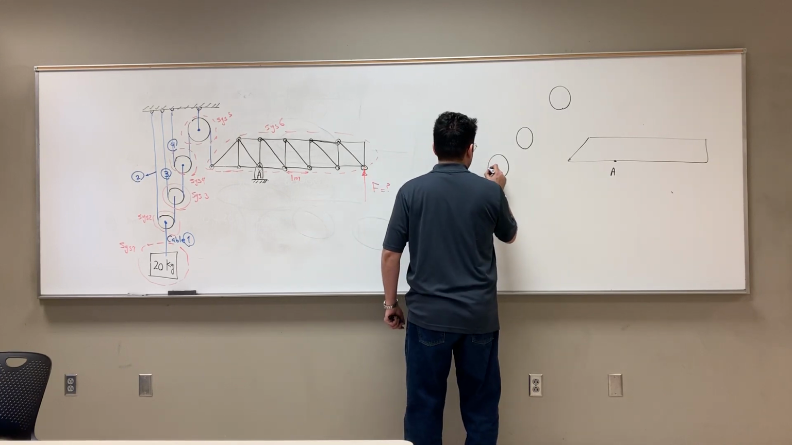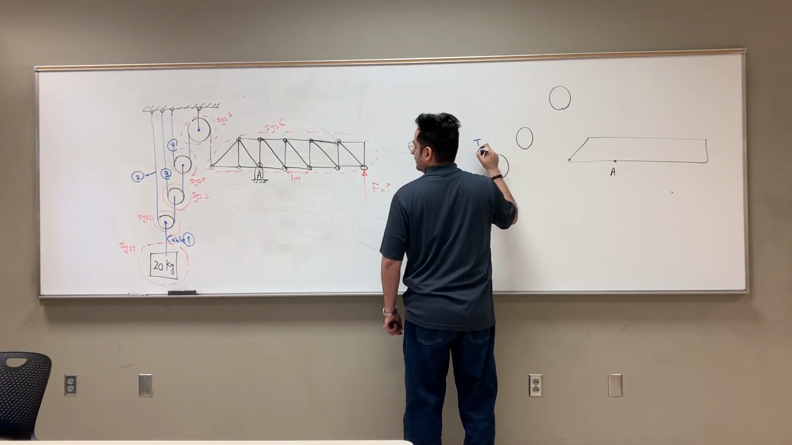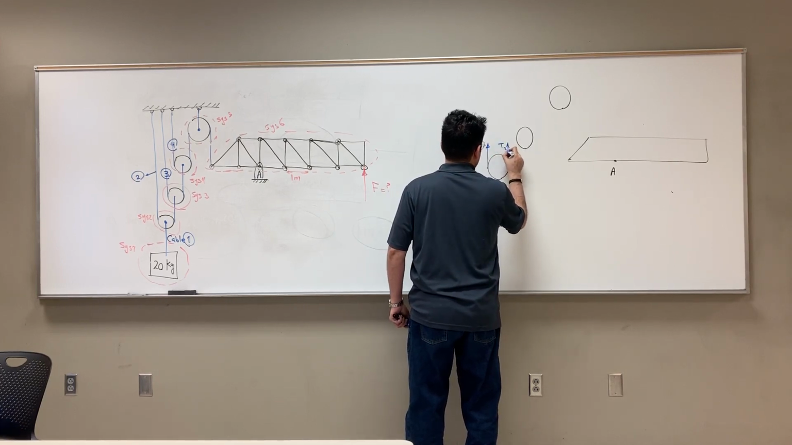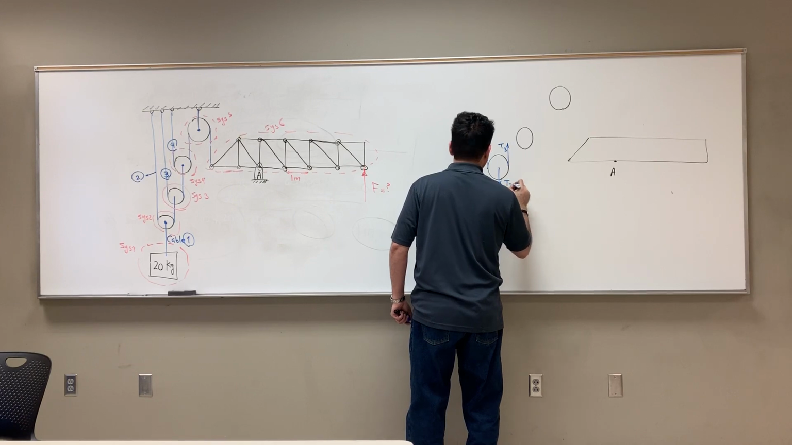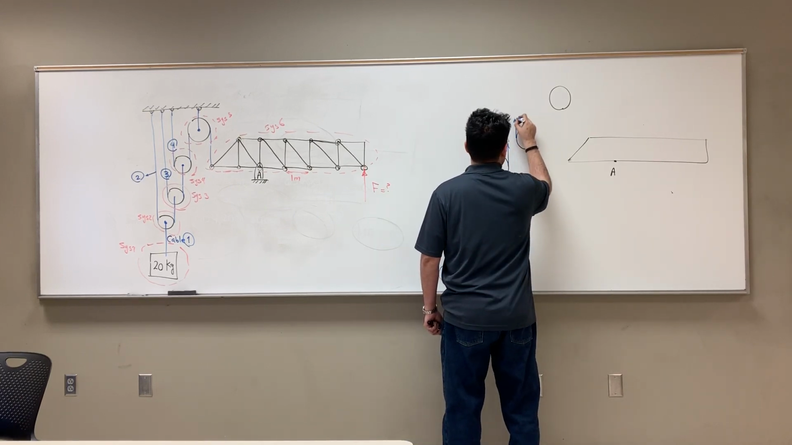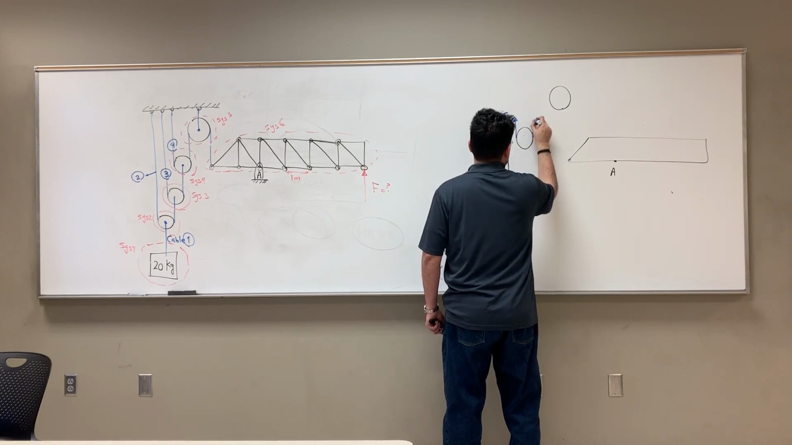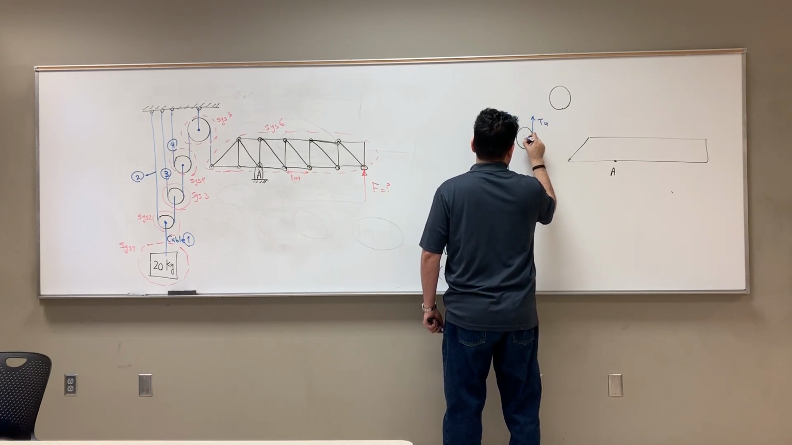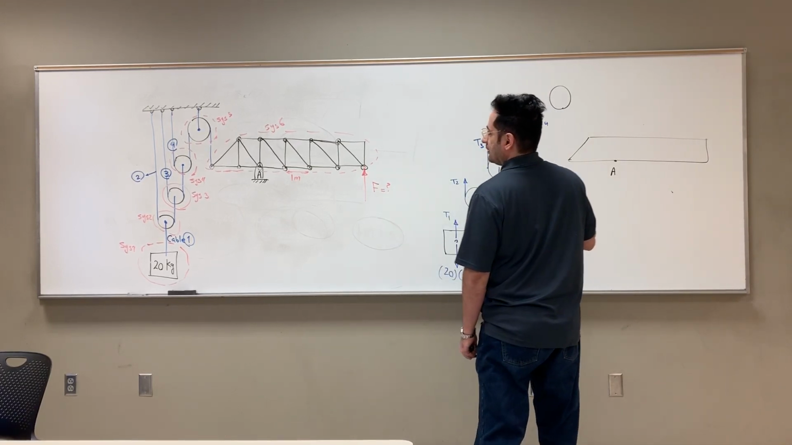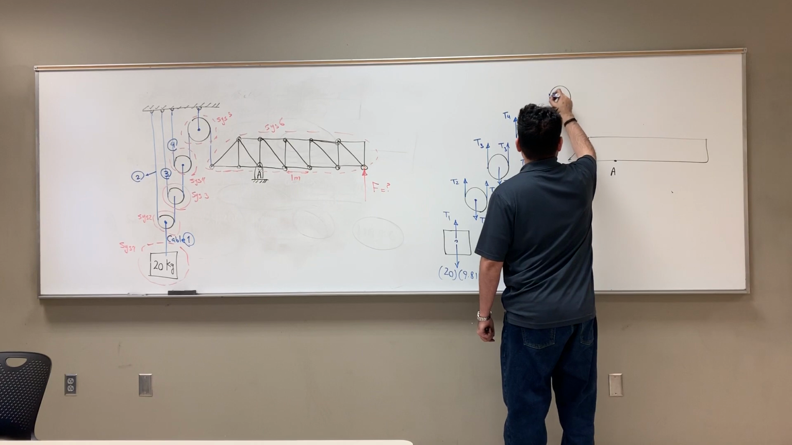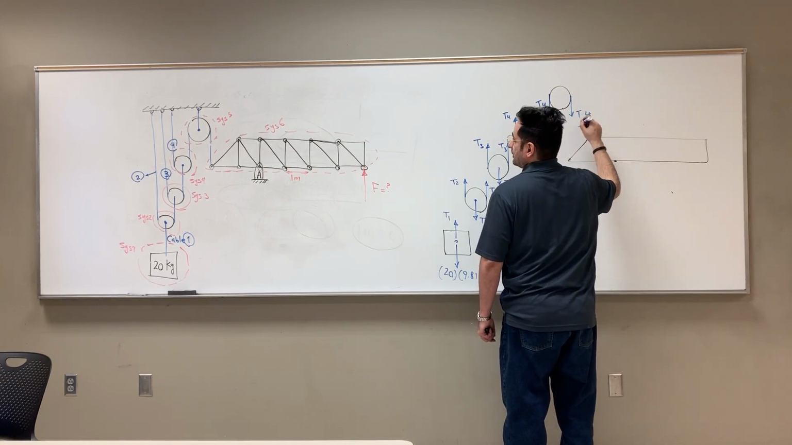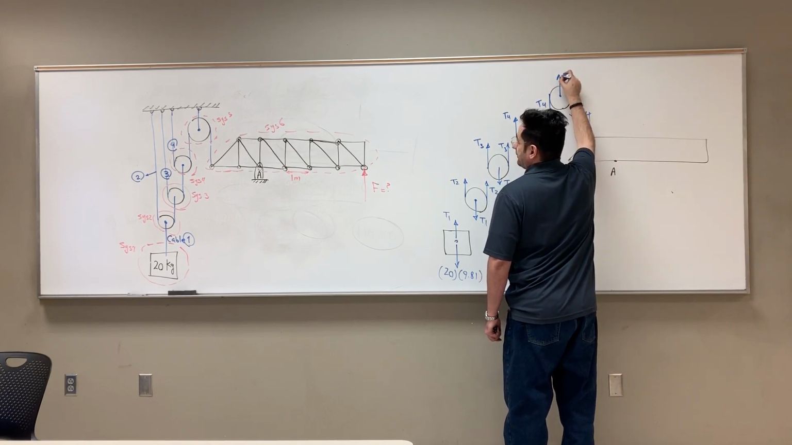Now you go to this guy, you get T3, you get T3, you get T2. Now you go to this guy, you get T4, you get T4, you get T3, and this guy, you get T4, T4, and T5.